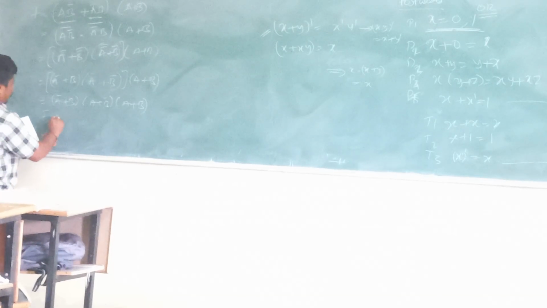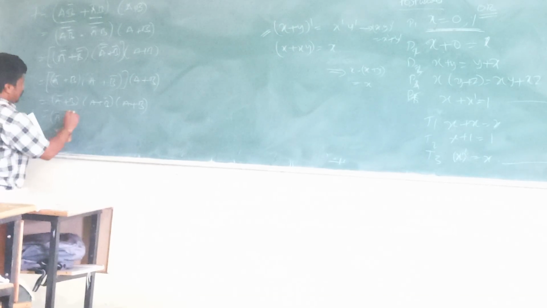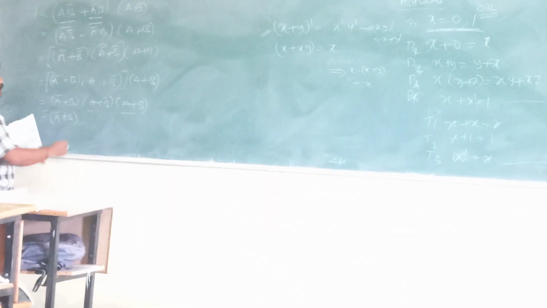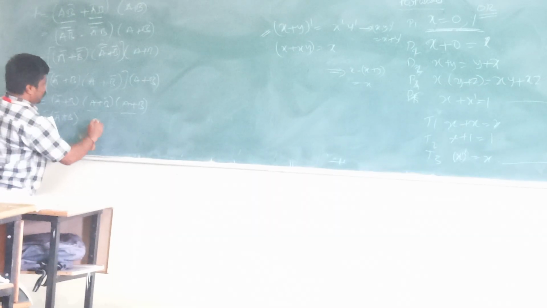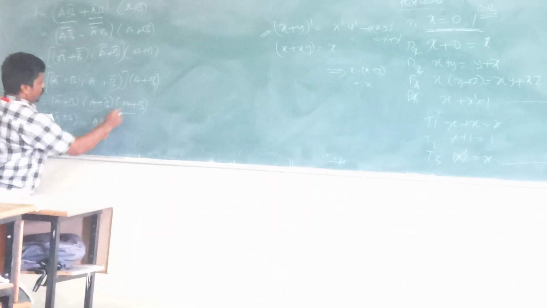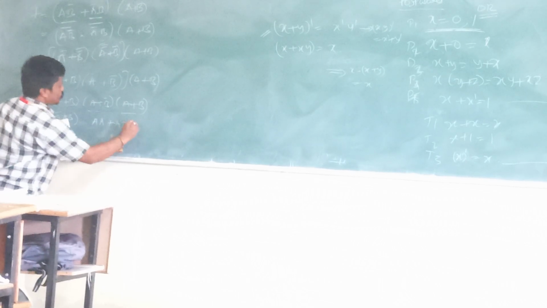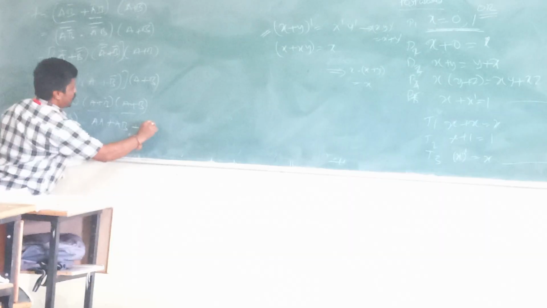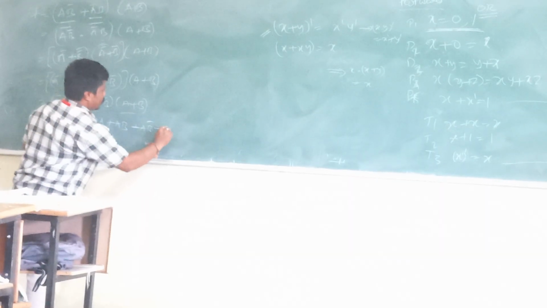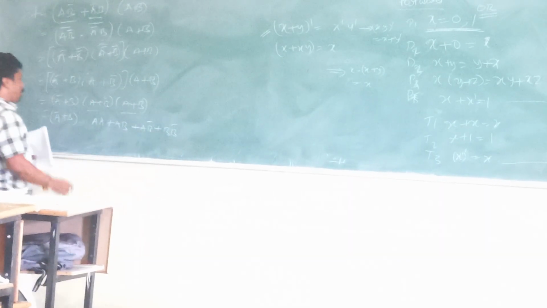Okay, just write the (A' + B). Multiply between these two. Okay, it's better. A' is what? A, and plus AB. And also B' is what? A'B' and also B'. Okay, apply the rules here.